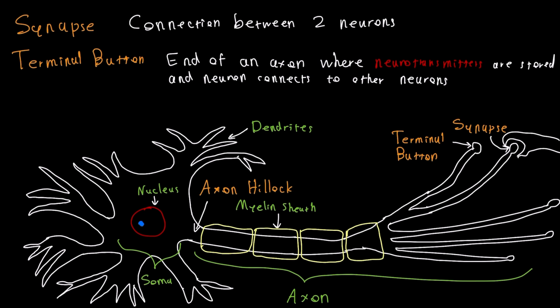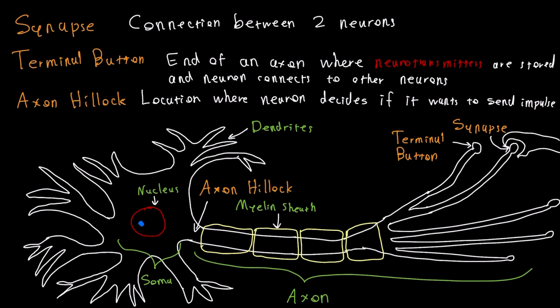Lastly, we have the axon hillock, which is where the soma, like the cell body, connects with the axon. And that's the location where the neuron decides if it wants to send impulses or not.